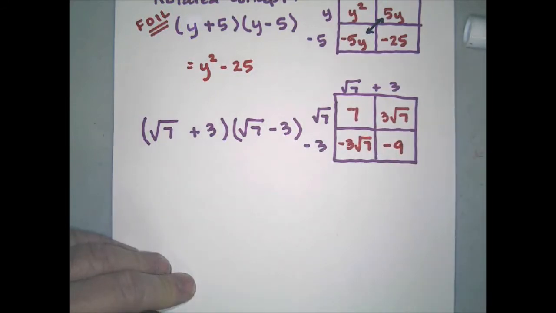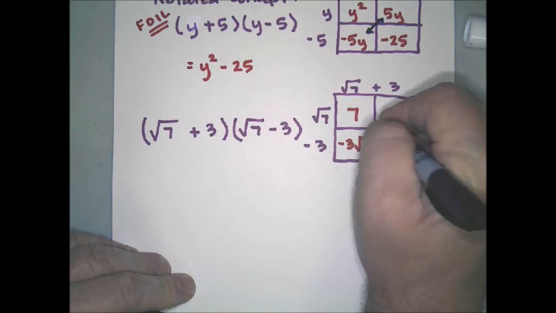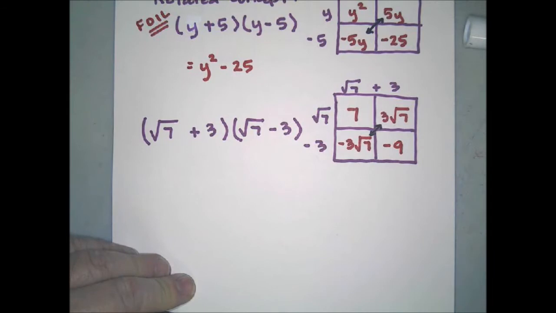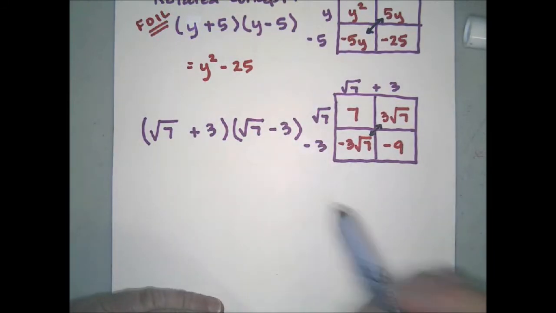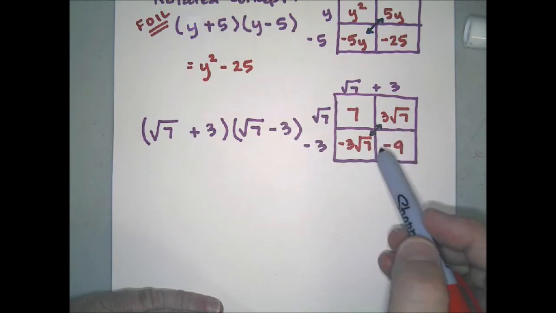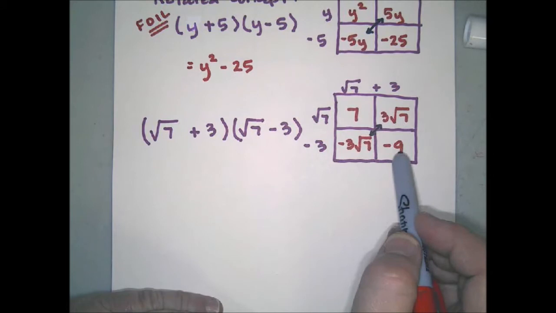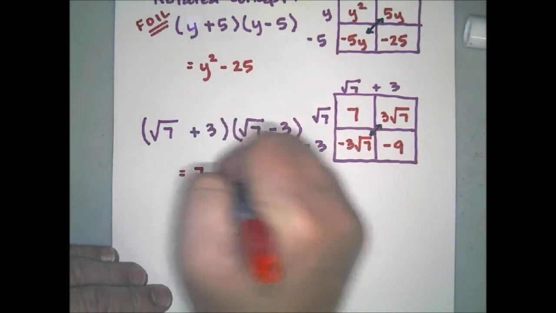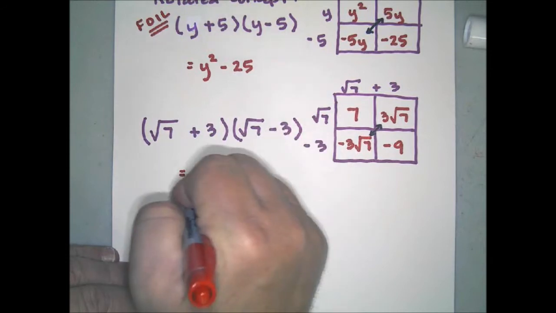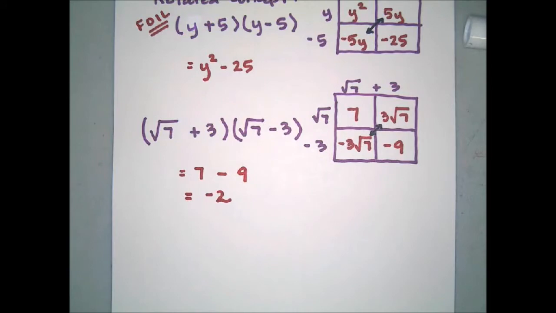Now, in this box, it's a negative 3 times a positive 3, which is negative 9. So what's going to happen is really nice. The two middle terms cancel each other again, just like they always do in a difference of perfect squares. The two middle terms wipe each other out. So all we're left with is the first and the last. So it would be 7 minus 9, which in this case is negative 2. So that would be the answer to that.